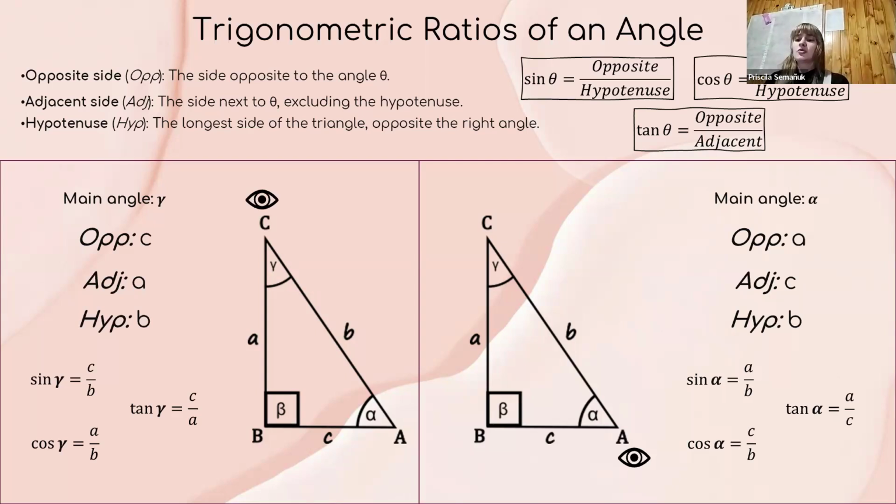Because I wanted to teach you that depending on where you're standing, on which one is your main angle, sine, cosine, and tangent will change, okay? It's not always the same. I see kids who have problems with triangles because they don't know which one is the opposite and adjacent. So in this case, I wanted to show you both.